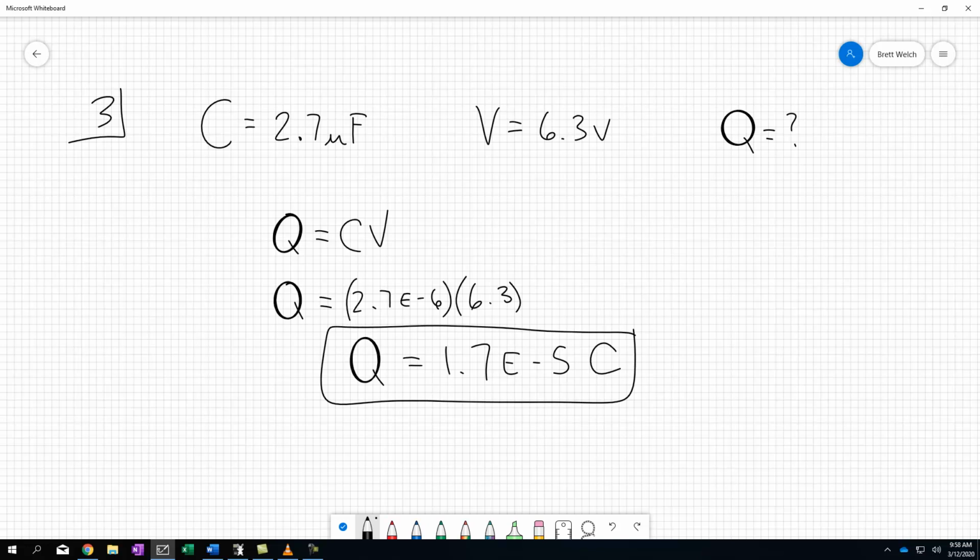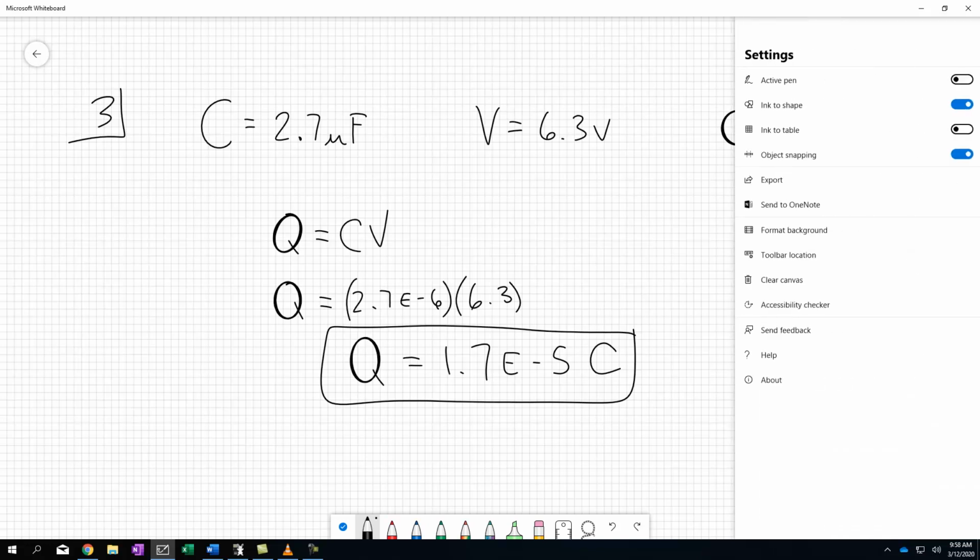So this is one of those where it gets kind of funny, because capital C is capacitance measured in farads, capital Q is charge measured in coulombs. There's a lot of C's and stuff floating around. Try to keep track of which one's which. But that's it for that.